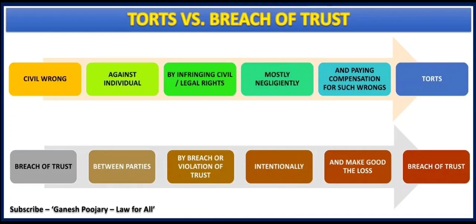Torts are committed against individuals, breach of trust is either committed against the author or the beneficiary by the trustee. Torts are infringing civil or legal rights, but breach of trust is all about breach or violation of trust. Torts are mostly committed negligently, whereas breach of trust is committed intentionally. For torts, the wrongdoer or the tortfeasor is paying the compensation, and in breach of trust, the person who has committed the breach of trust will make good the loss or pay the compensation. That's all we need to understand from torts versus breach of trust.